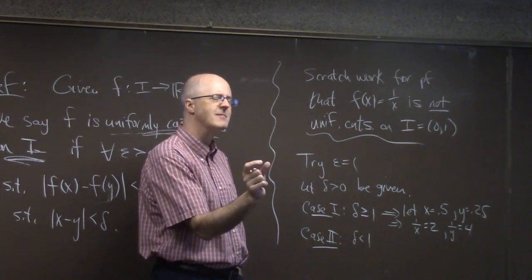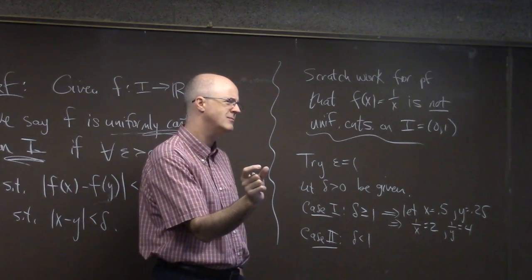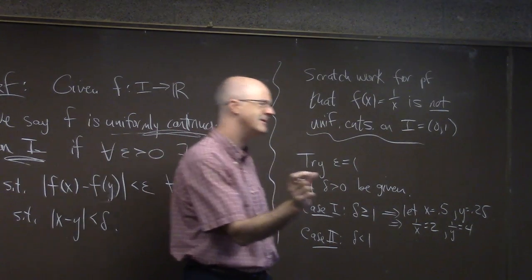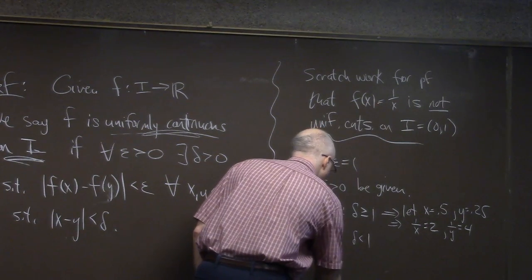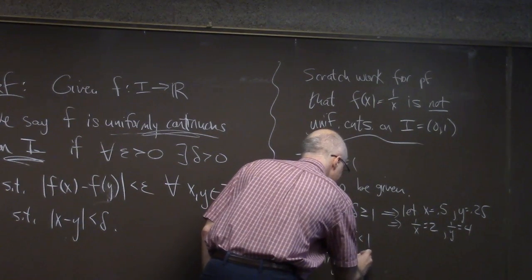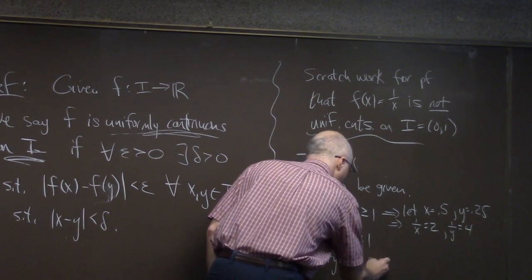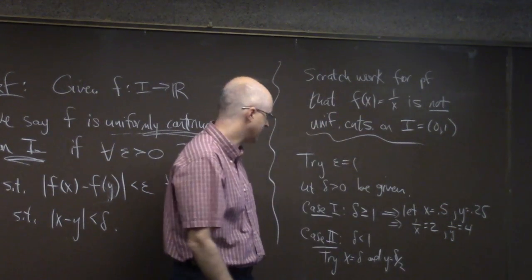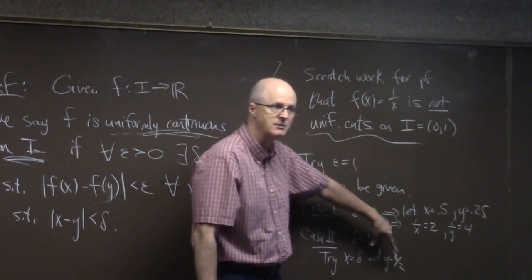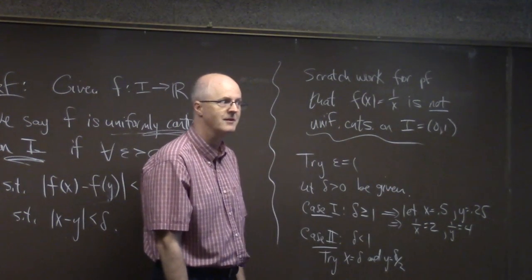Maybe delta and delta over 2. Maybe. In case 2, again, I'll put the word try in here. Try x equals delta and y equals delta over 2. Just seeing if that works. They're certainly within delta of each other. The distance between these is going to be delta over 2.